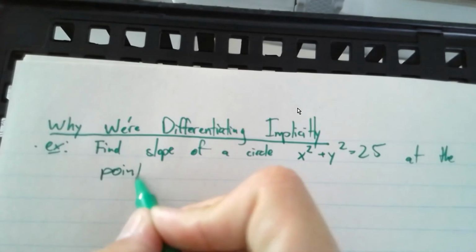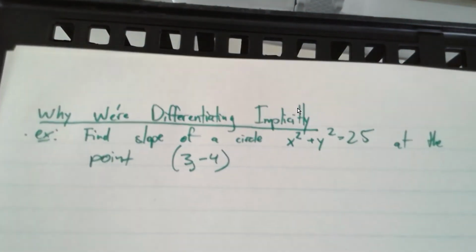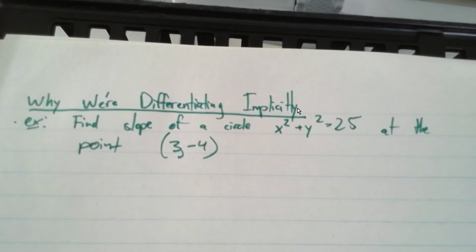At the point 3 comma negative 4. Let's dissect this question first. When they ask to find the slope, what are they really asking you to do? The good answer would be, well, just find the slope, right? But how do we find the slope? Yeah, and then put the numbers in.